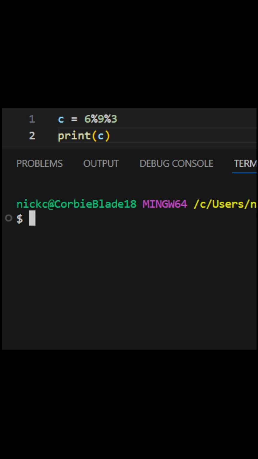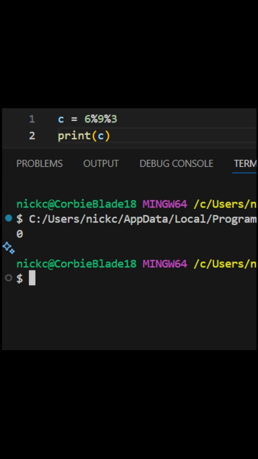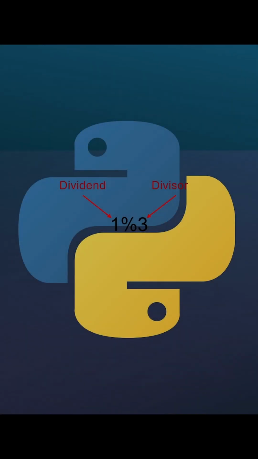When we print c, we can see it has a value of 0. This is because 6 modulo 9 produces a remainder of 3, and 3 modulo 3 has no remainder. When the modulo operation is executed, a division operation is performed between the two values. Therefore, the first number in the operation is the dividend, and the second number in the operation is the divisor.